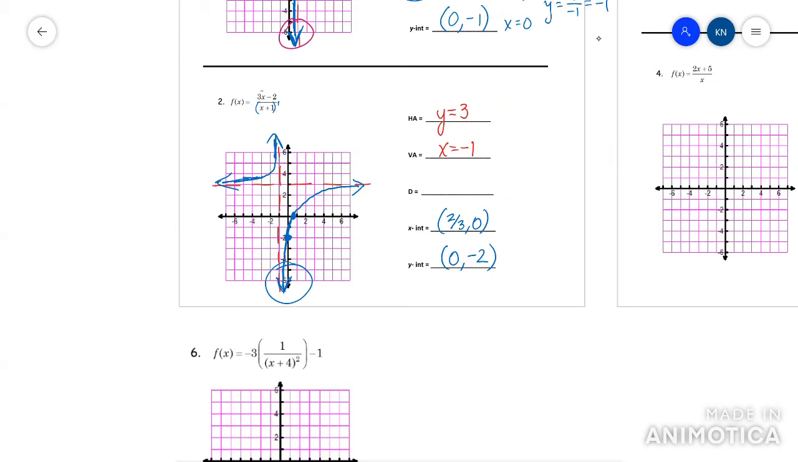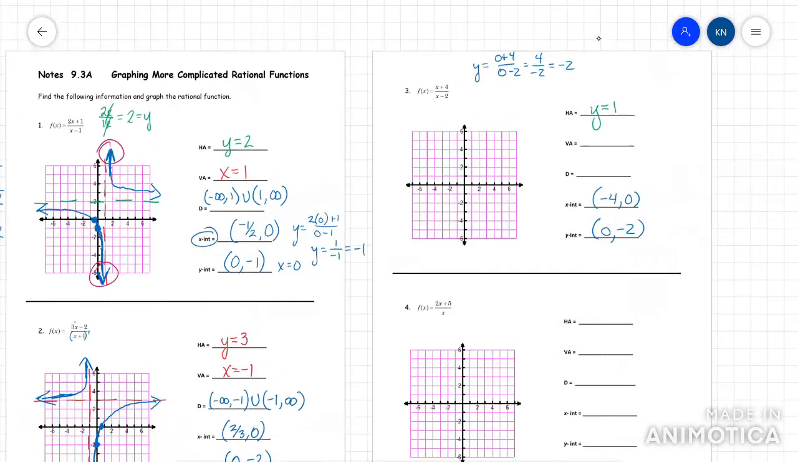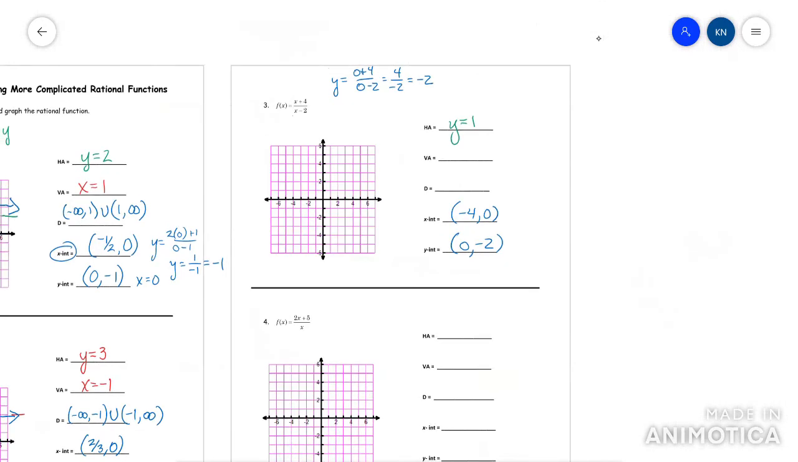So once I have the graph drawn, I go for domain. I have two pieces. This piece on the left here runs from negative infinity until the VA at negative 1. And then the piece on the right here runs from the VA at negative 1 to positive infinity. Okay, moving right along. Let's just restart this problem.